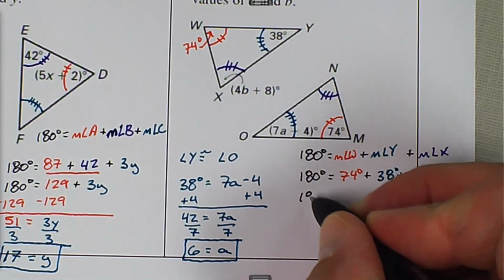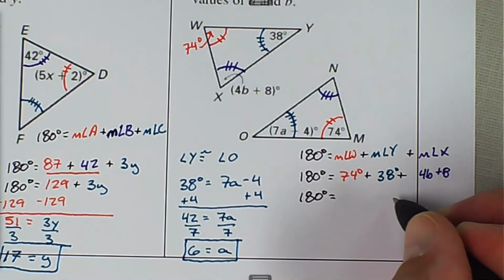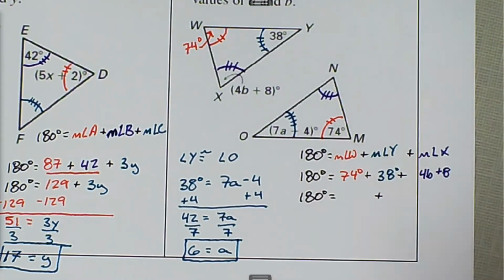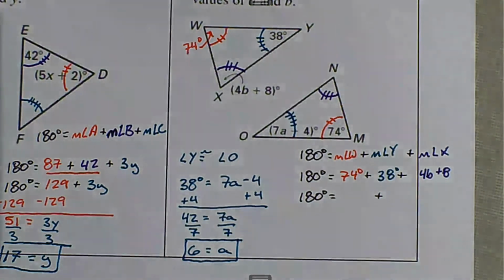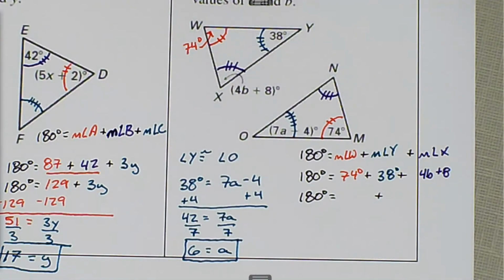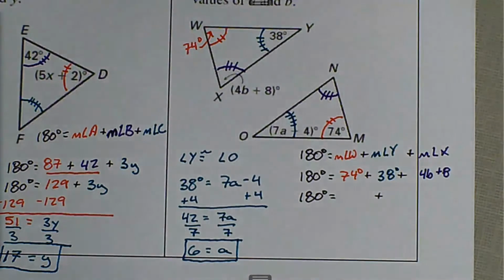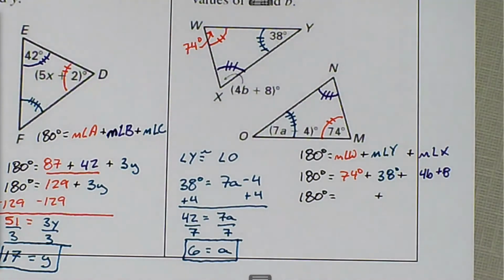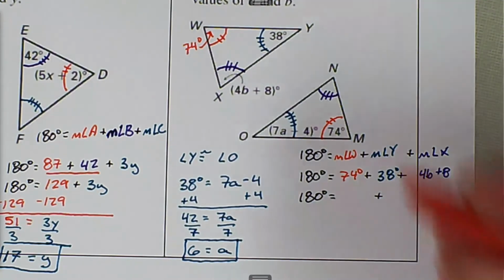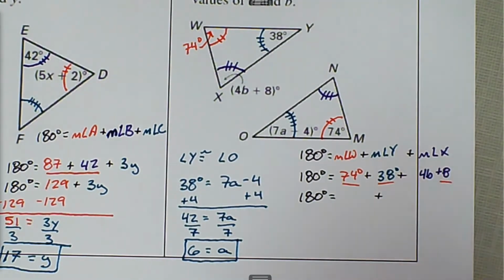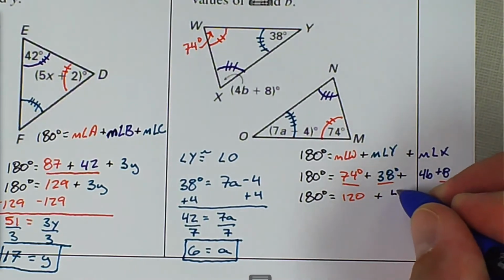So we have 180 is equal to, and then we can say 74 plus 38 plus 8, and that is going to be equal to 120. And then we're still left with the 4b.